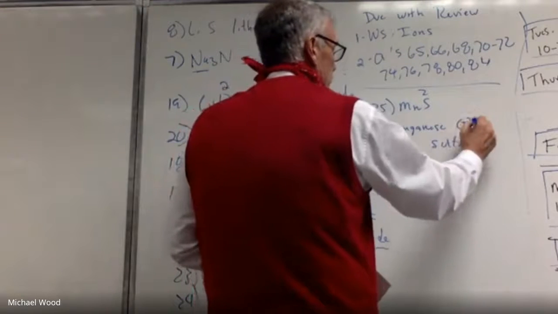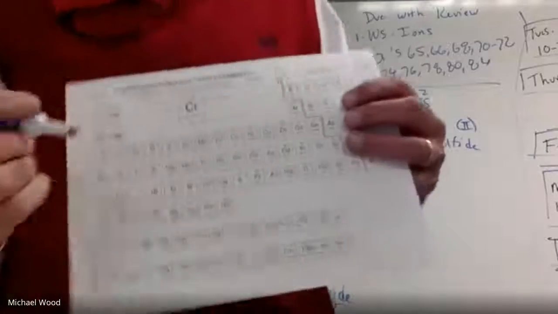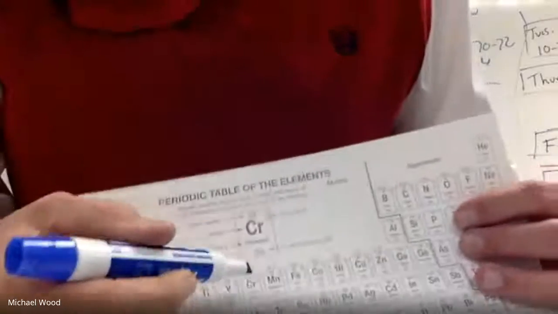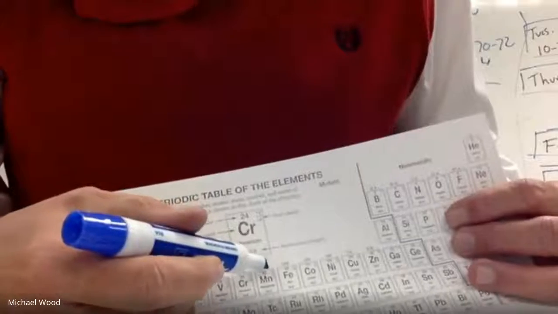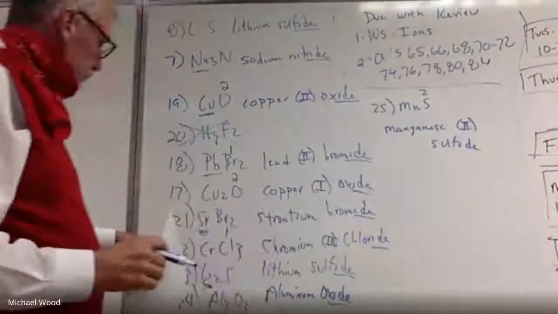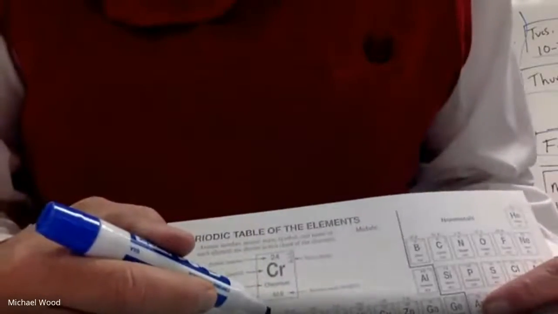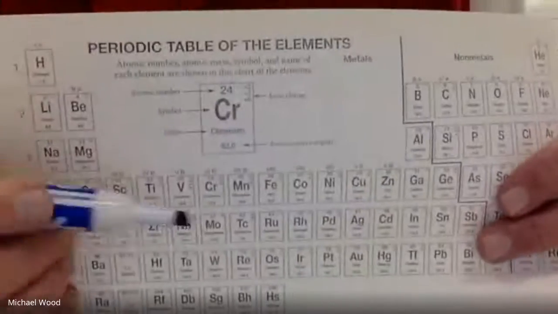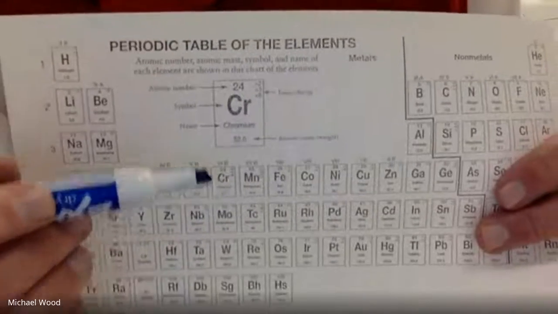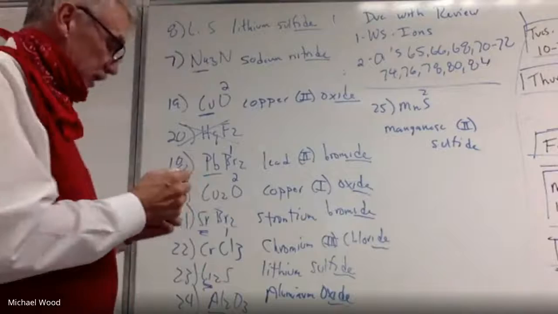It's manganese 2 sulfide. The reason you have to use a Roman numeral, like if you look in the box for manganese, it's got multiple charges. Plus 2, 3, 4, 7. When I was doing chromium, if I look up chromium, again, plus 2, plus 3, plus 6. And that is why we use the Roman numeral, to tell the reader what that charge is.